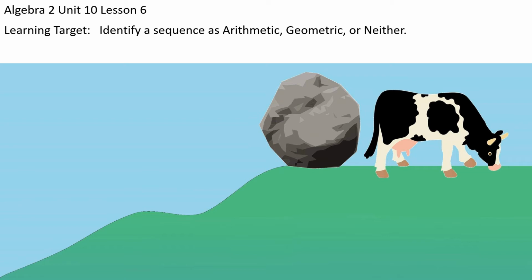Well, can you believe it? This is the last lesson of the year. That great big boulder represents your accomplishments. That hill that it had to be pushed up represents all the obstacles you've overcome. And the cow is there because, well, cows are just really cool and trendy.